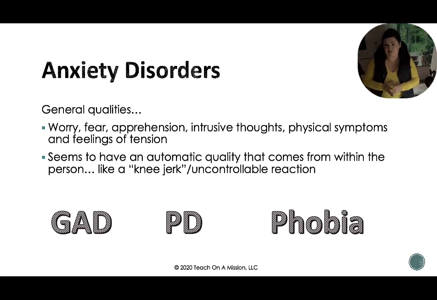It's an uncontrollable reaction. It's not that somebody wants to feel or think or behave in a certain way. It just happens, right? It happens because that's the way feelings work. If we could get rid of our bad feelings, we would. So we have these three things: GAD, PD, or generalized anxiety disorder, panic disorder, and phobia. Okay, so we'll start talking about generalized anxiety disorder first.